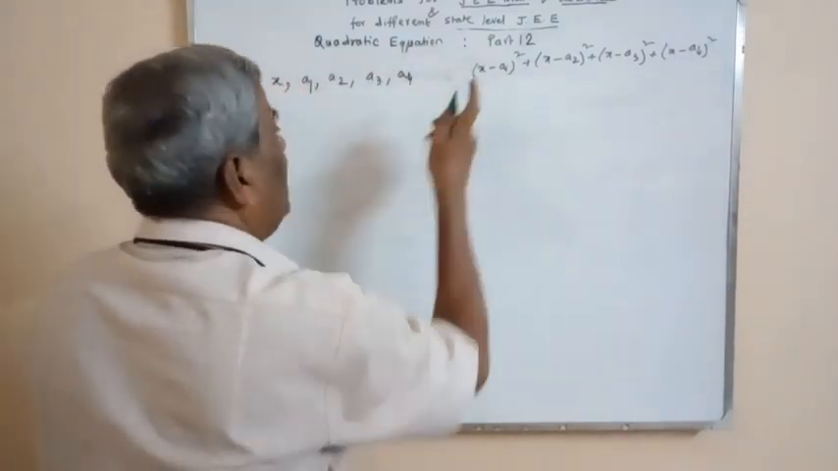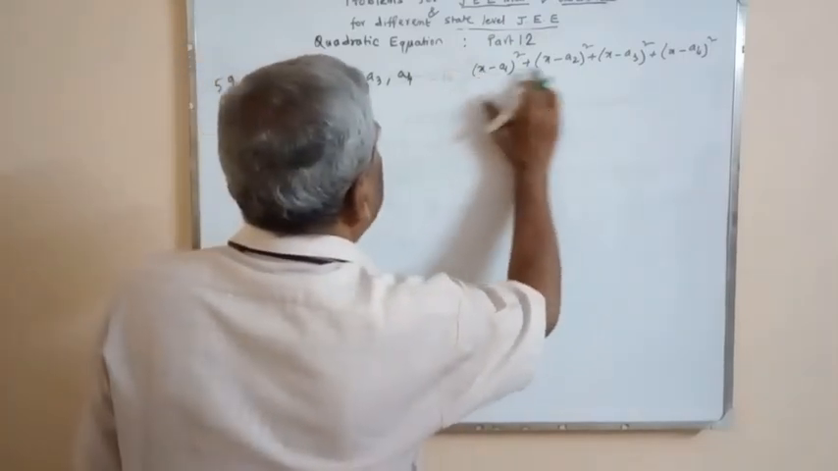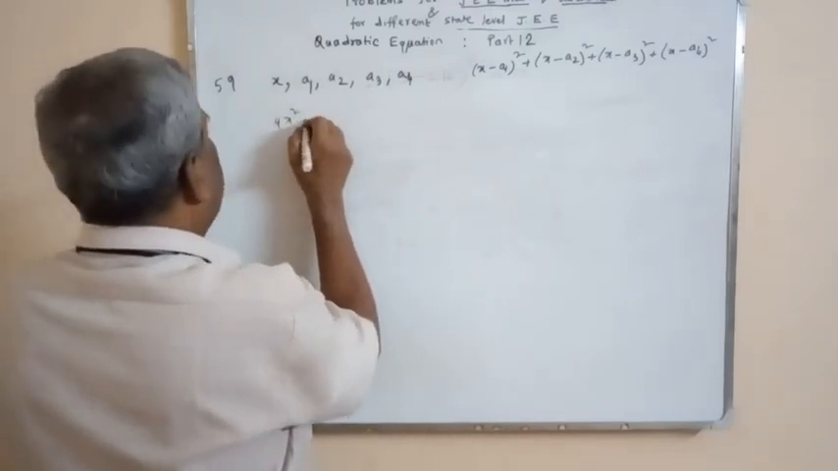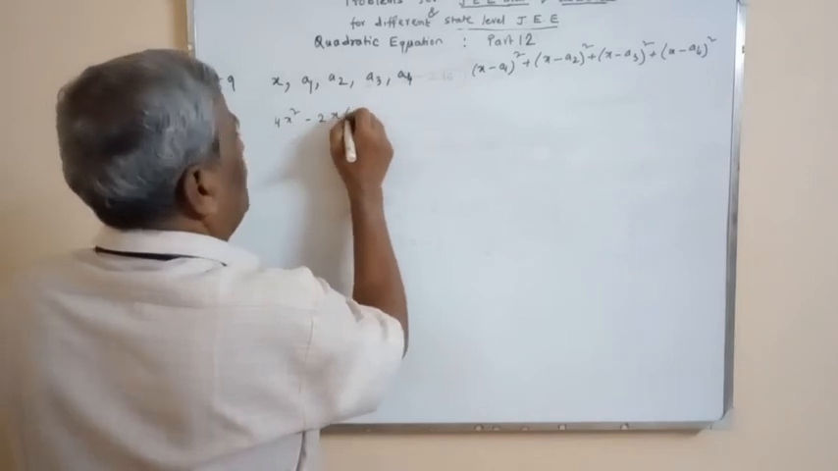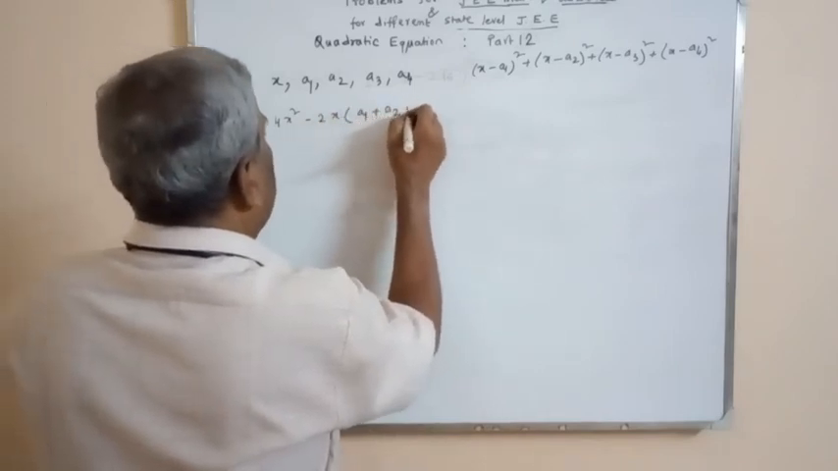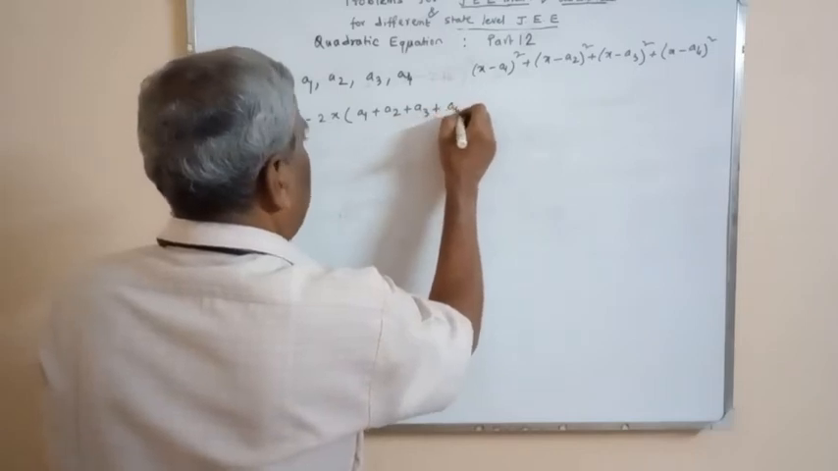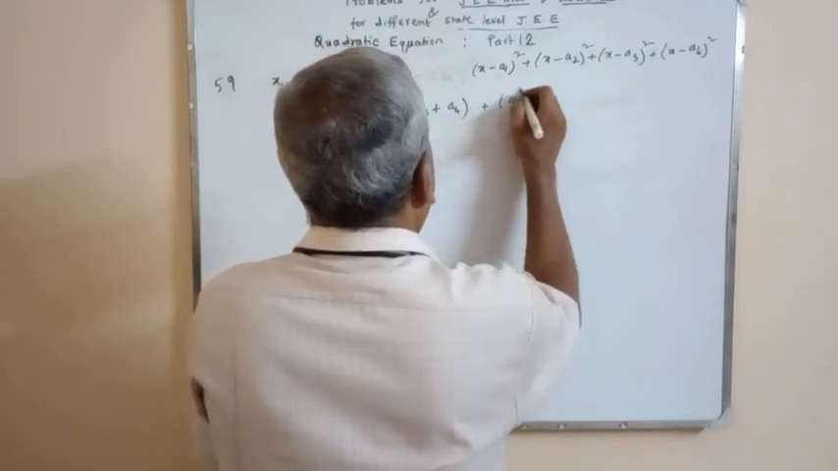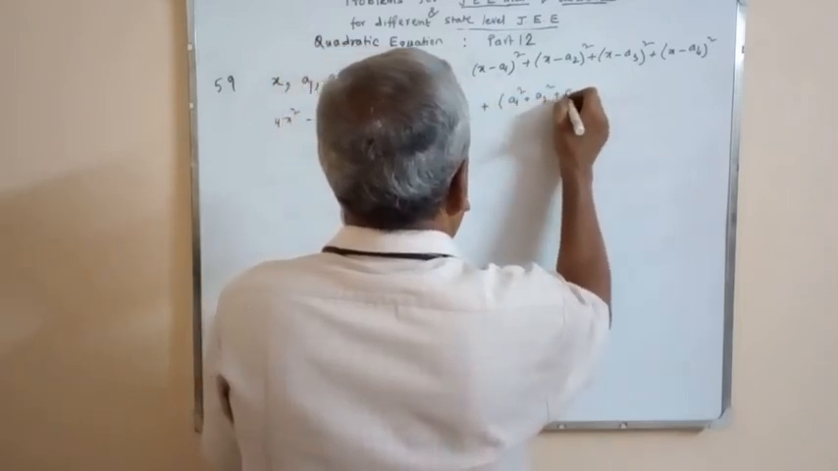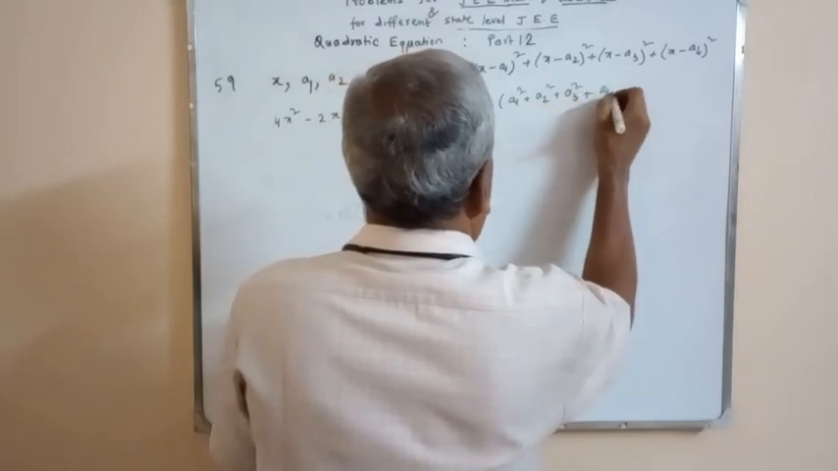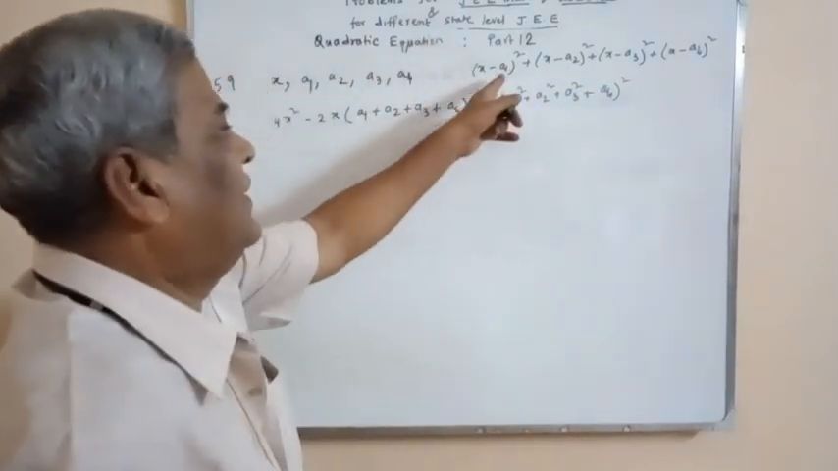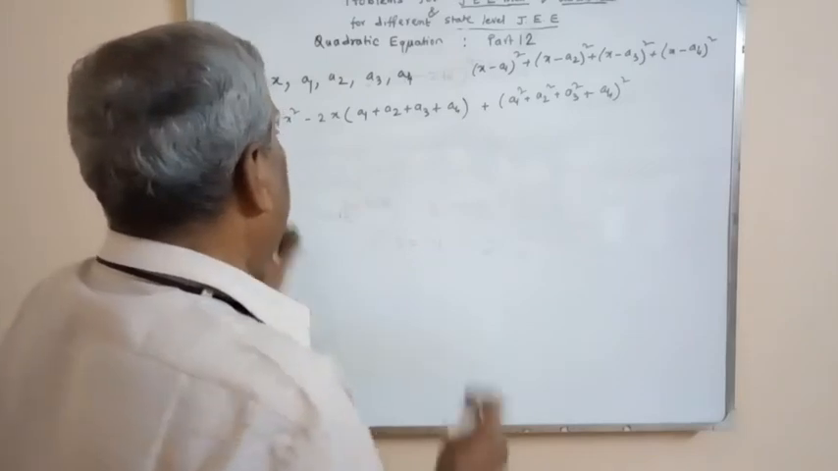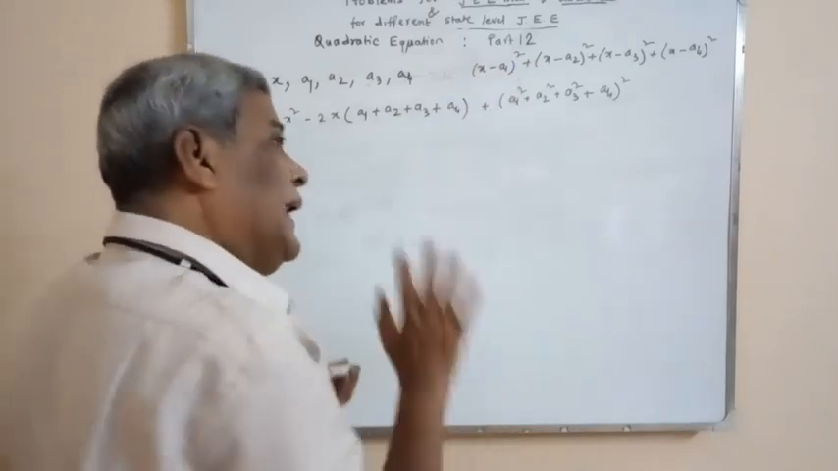Now this actually is equal to 4x², you see, 4x² − 2x(a1 + a2 + a3 + a4) + a1² + a2² + a3² + a4². This is the simplified form of that. Now we see this should be the least.